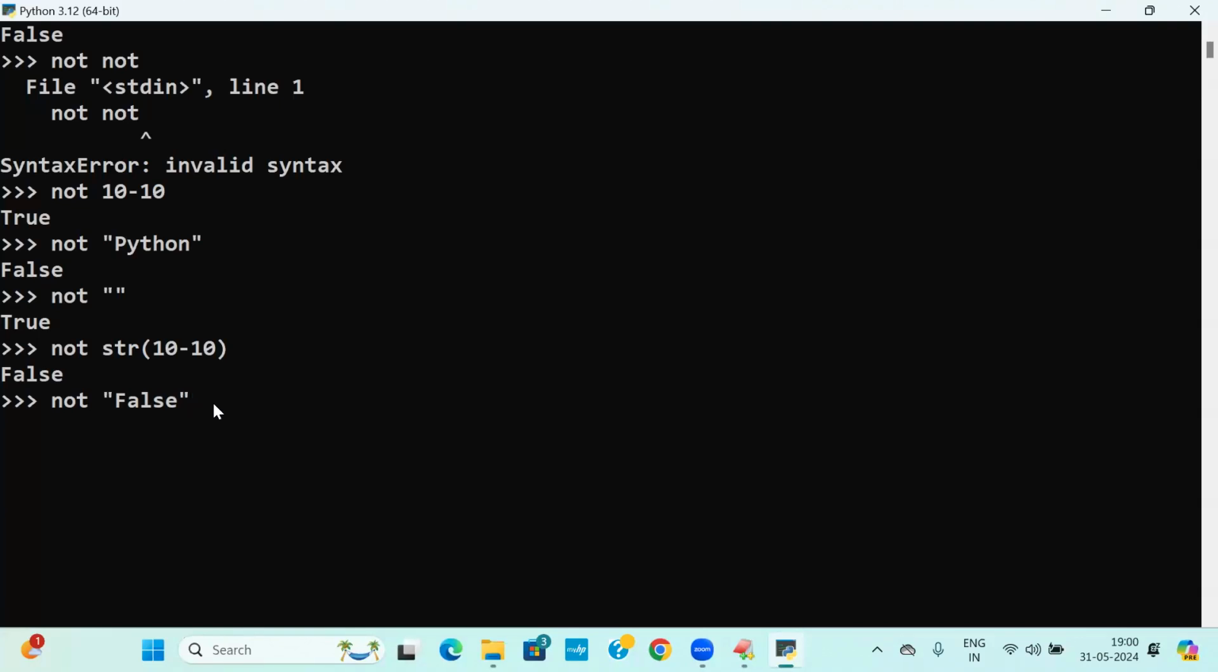Not false. I am writing False within the double quotes. Not false within the double quotes means what? String. String means what? Length. Length is what? Non-zero. Non-zero means true. Not non-zero, false. Okay, like that.